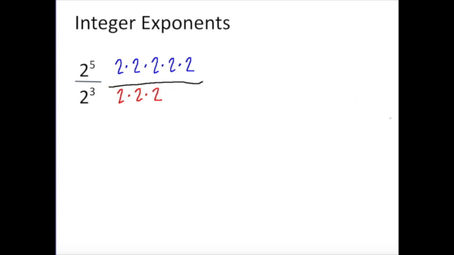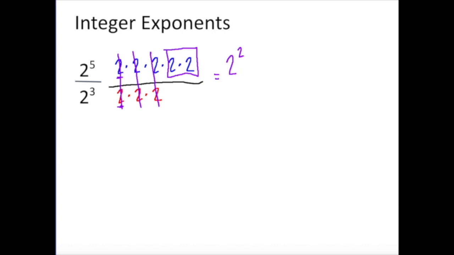So let's take a look here. Now, I know that 2 divided by 2 is 1. So if I look at this one, I can say that this 2 divided by this 2, that's 1. This 2 divided by 2 is another 1, and another 1. So I can cancel those out because 2 divided by 2 is equal to 1. So what I'm left with here is 2 squared, 2 to the second power.